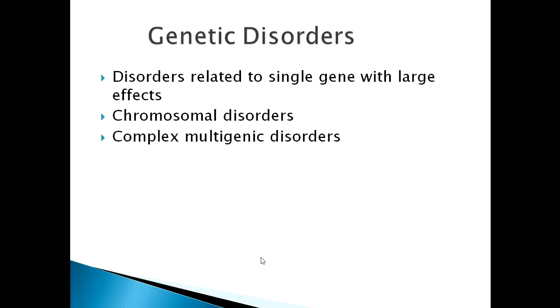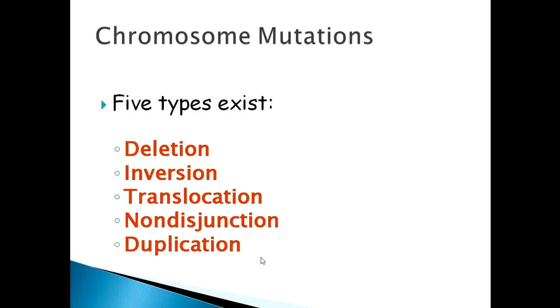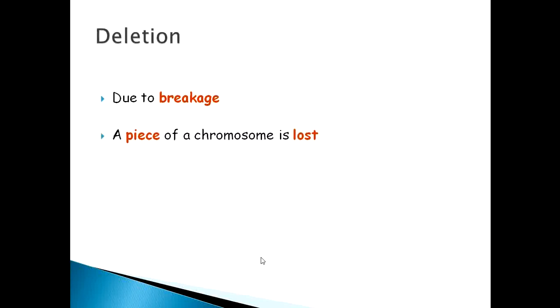This is how gene silencing occurs at post-transcriptional level. Genetic disorders. There are different types of disorders related to single gene with large effect, chromosomal disorders, or complex multigenic disorders. Mutation is the change in DNA sequence. This change may affect a single gene or an entire chromosome. There are 5 types of chromosomal mutations that occur: deletion, inversion, translocation, nondisjunction, and duplication.